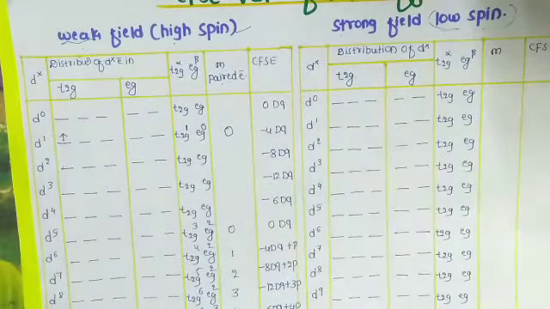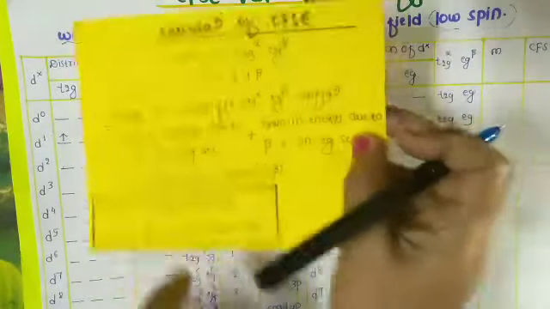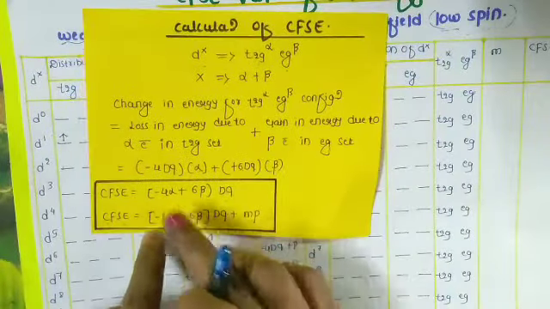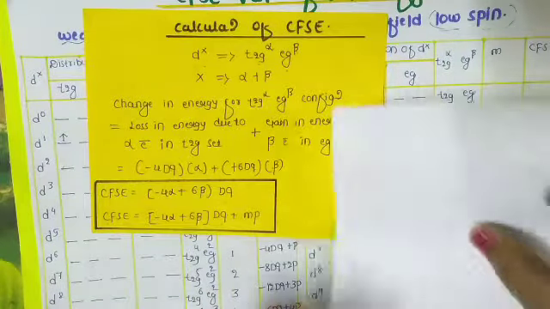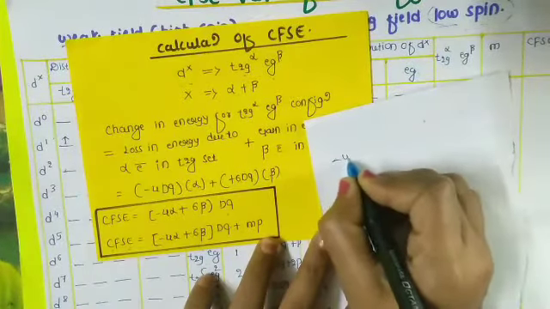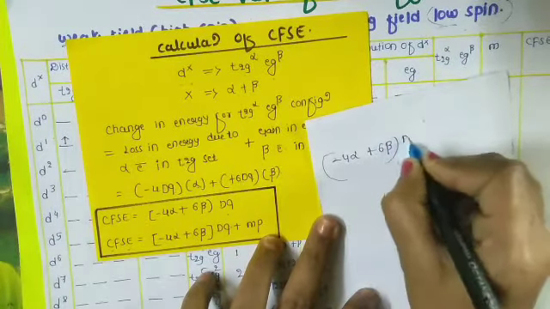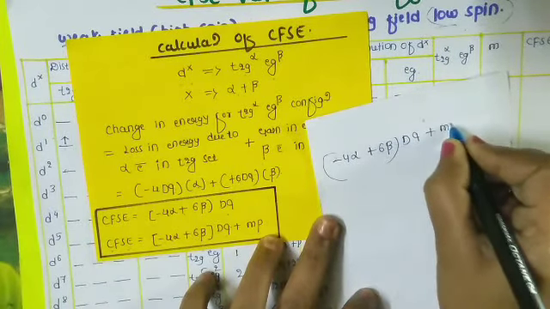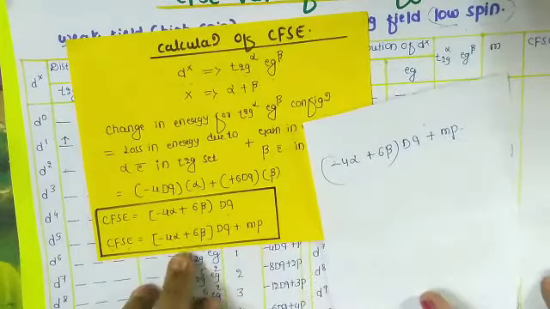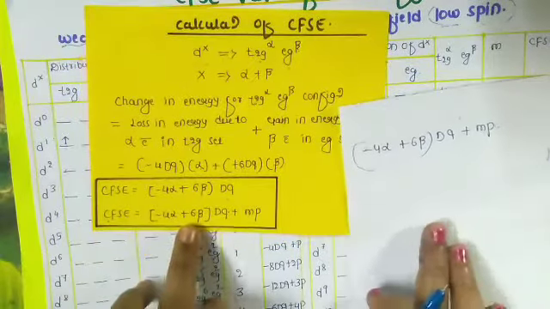Next one, how to calculate the CFSE? What is your formula? The formula is minus 4 alpha plus 6 beta into Dq plus mP, meaning paired electrons, m into P.